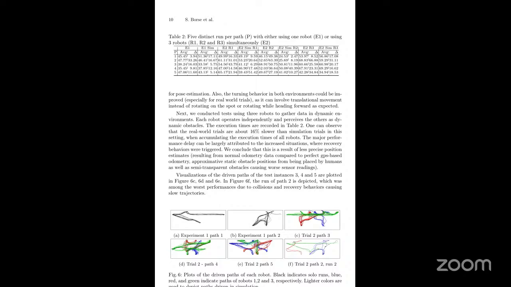In experiment 1, in the simulation as well as the real robot, the execution time is approximately the same. But in simulation, the robot takes sharp curves, while in the real robot it will be very smooth because of the pose estimation error and wheel slip.